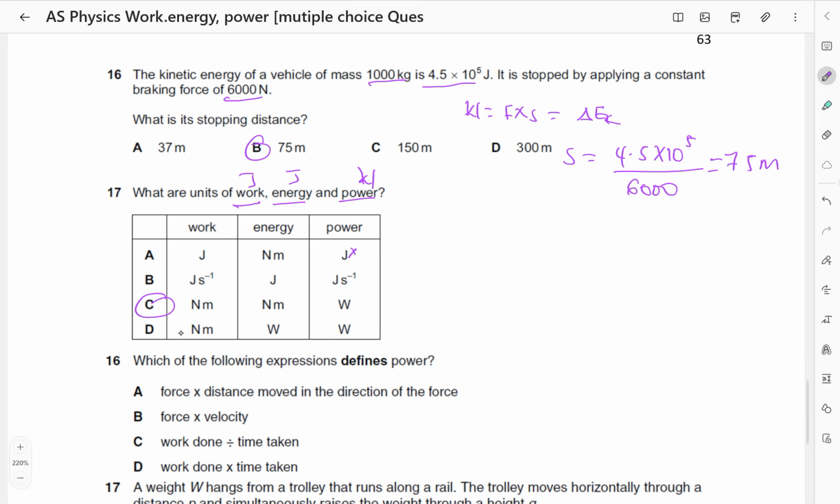Power cannot be measured in joules. It is either joules per second or watts. But work cannot be measured in joules per second. That's why A and B are wrong. Energy cannot be measured in watts. So the answer is C.